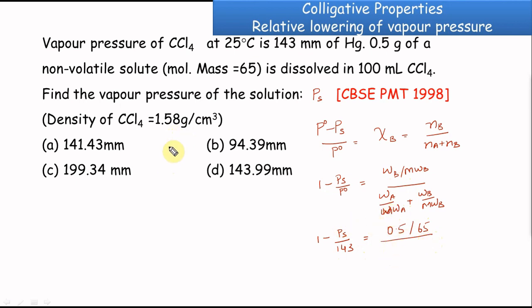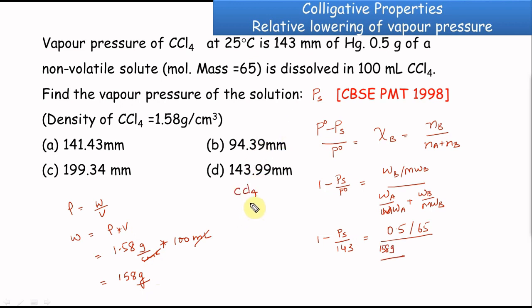So they have given you density and then volume. Density equals mass over volume. So my mass is density times volume. Density is 1.58 gram per centimeter cube times my volume is 100 mils. Mils and centimeter cube cancel out. So 158 grams. Molar mass of CCl4. So if we calculate roughly, this is 4 times 35.5 and this is 12. If we calculate roughly, we can say it is roughly 158. You don't need to do exactly, I just want to round the numbers.